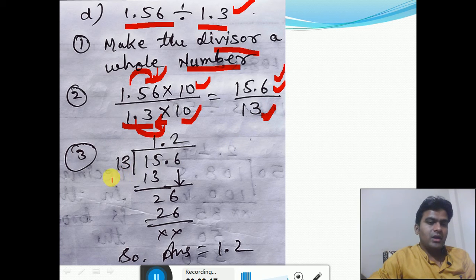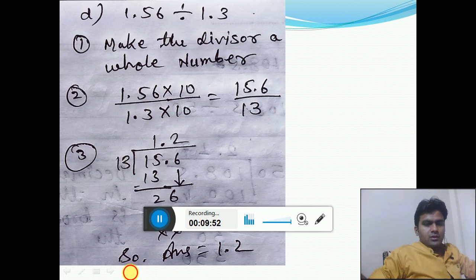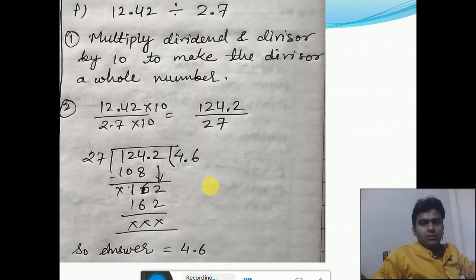So we will read the table of 13. Inside this box 15.6, one time only we can read the table of 13. So we'll write 1 here and 13 here, then subtract. So we'll get 2. Now bring down the next number. Before that there is a decimal, so we will put the decimal in the quotient also. Now the number becomes 26. Now we can read the table of 13 2 times. 13 2s are 26. Now subtract and here you write down 2. So your answer is 1.2 for this particular question. I think you understood this question. The answer is 1.2.